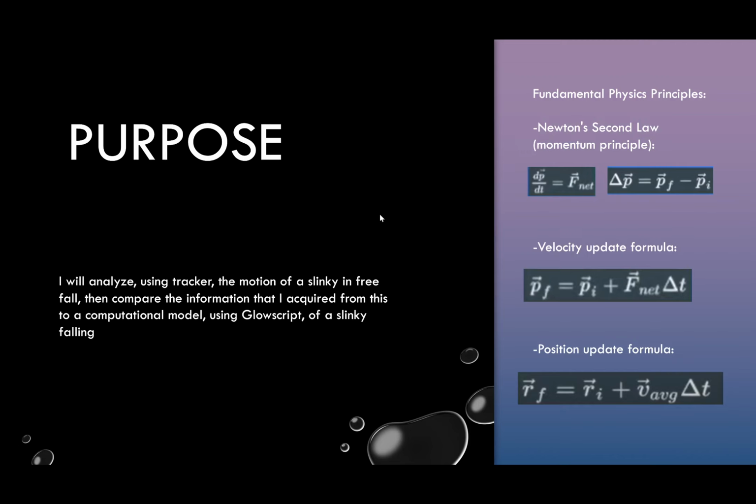Continuing. Now, the purpose. I will analyze, using Tracker, the motion of a slinky in free fall, then compare the information that I acquired from this to a computational model using a closed grip of a slinky falling. And we're going to be using some of the fundamental physics principles. Now, we'll be using Newton's second law, the momentum principle, given here, the velocity update formula, given here, and the position update formula, given here.